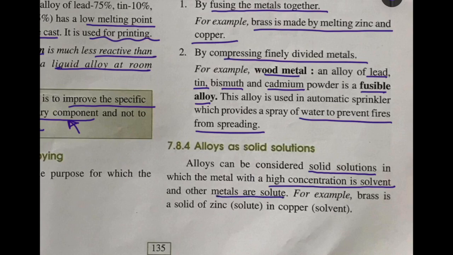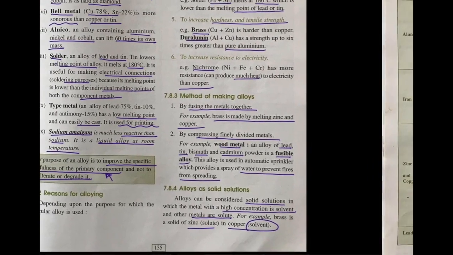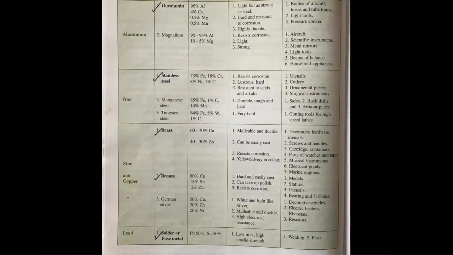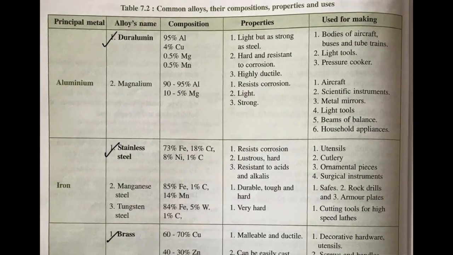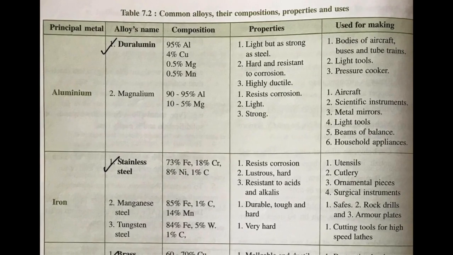and the other metals with less constituent are the solute. Now, when we talk about brass, we know it is a mixture of zinc and copper. Copper is more, so copper is the solvent; zinc is less, so zinc is taken as the solute. Solute is the solid which dissolves in the solvent. So in this case, copper is the solvent and zinc is the solute.